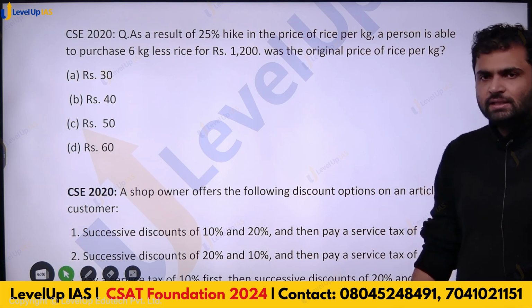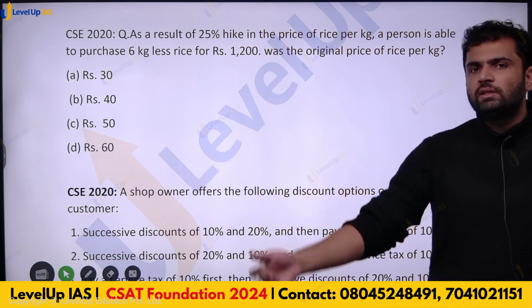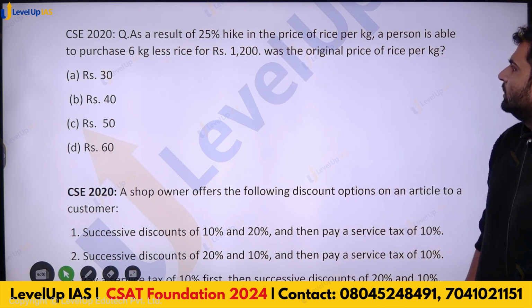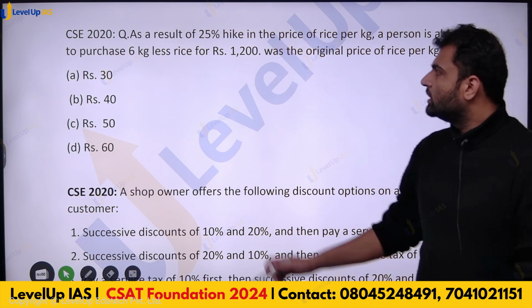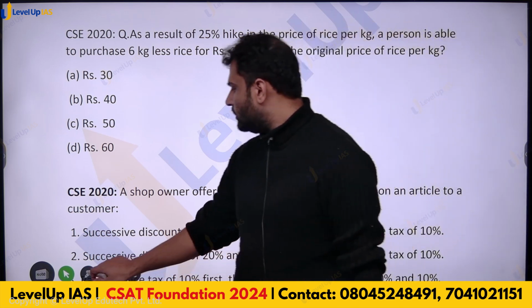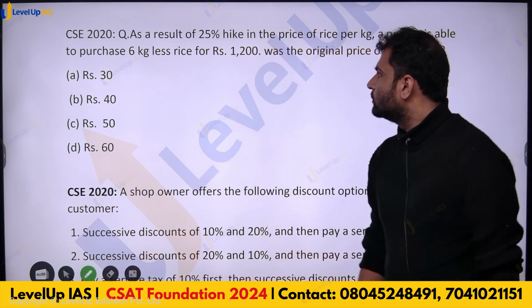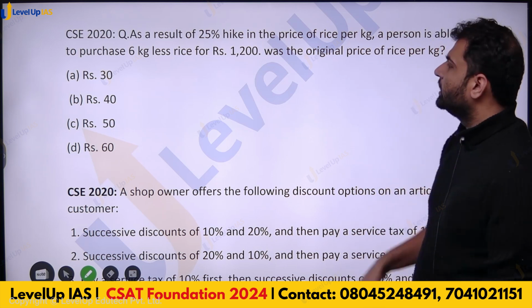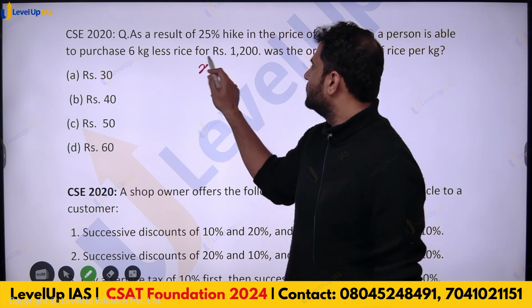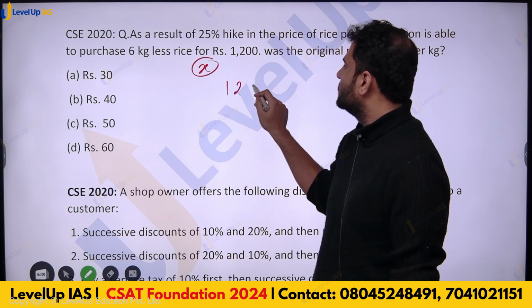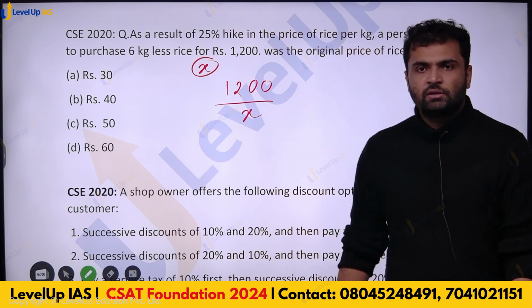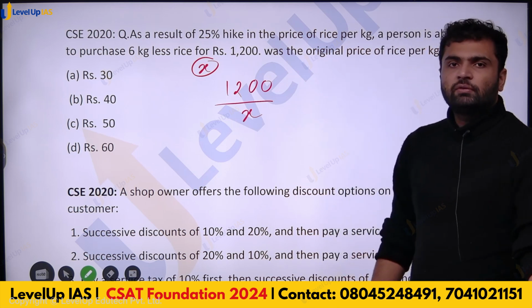So there is a rise, and the price of rice has increased by 25% per kg. A person is able to purchase 6 kg less rice for 1200. What is happening is, let us say that the original price of rice per kg was X. Then he will be able to purchase 1200 divided by X kgs of rice. But the price of rice has increased.